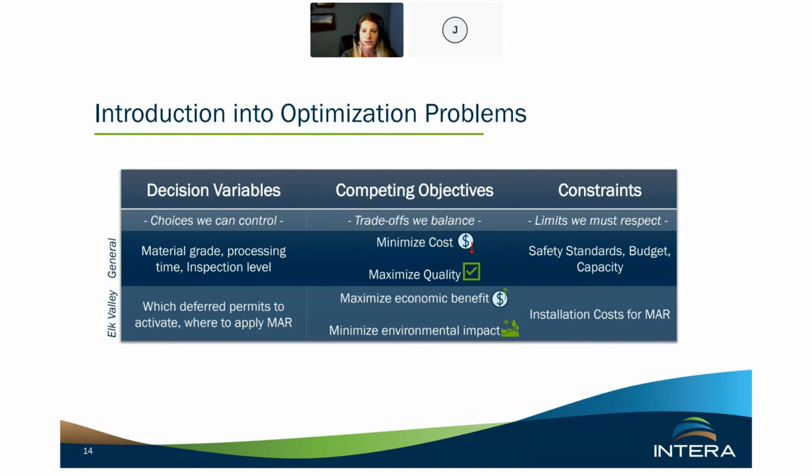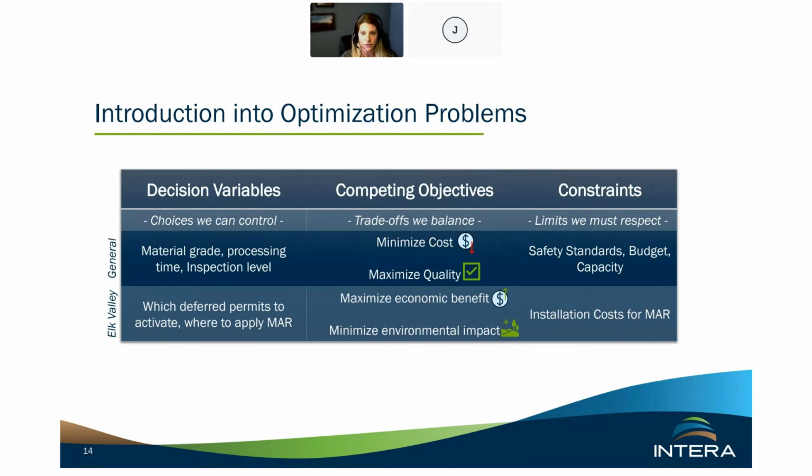They're composed of these three components: decision variables, competing objectives, and constraints. For each one of these, I have an example for a general processing plant, where you could picture a chair production facility. And then I'm also giving what these mean for our problem in Elk Valley.